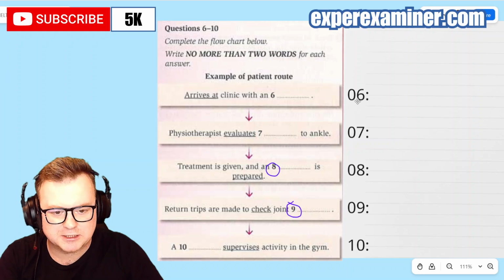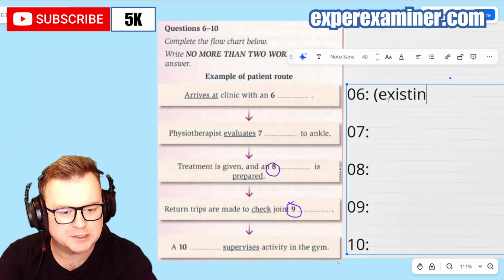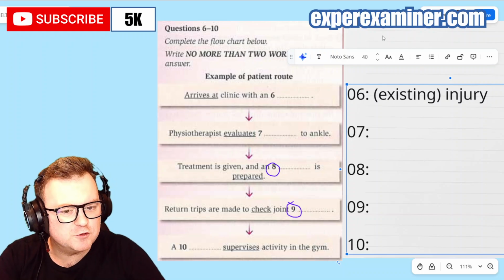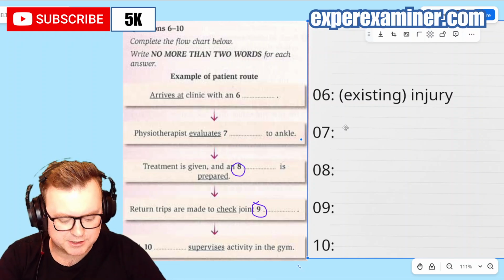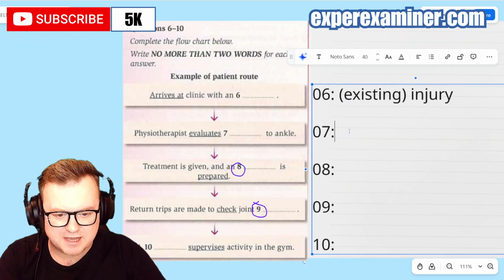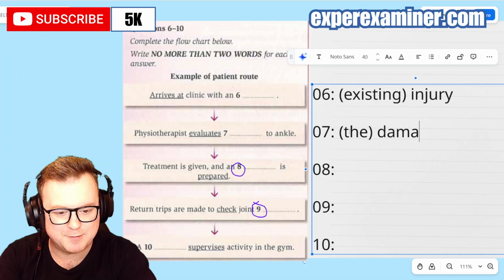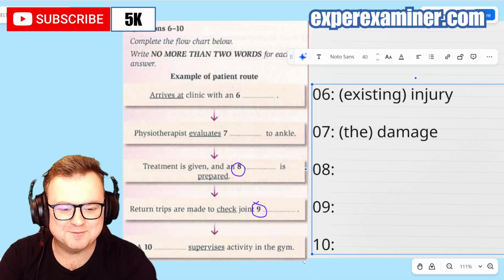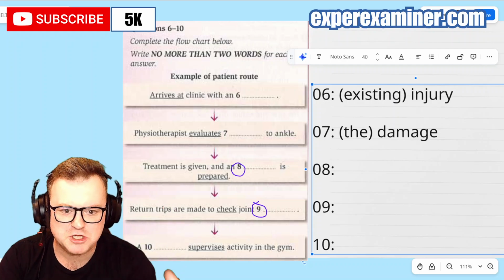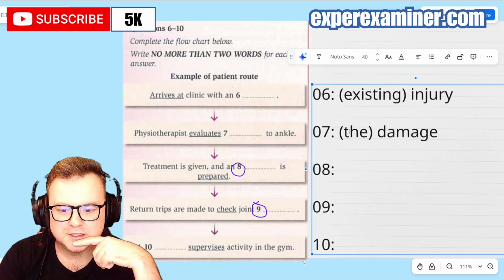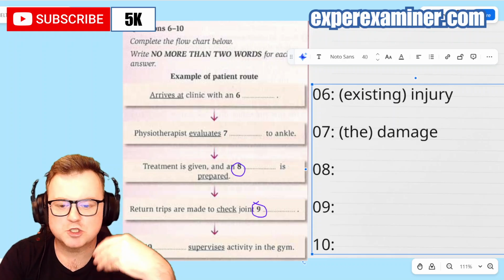I'll put my answers. I will check this because there are a couple I'm just not sure about. So I got injury, but they used the word existing injury. I don't know if you need existing. I wouldn't take risks. I would write existing injury as my answer there. Number 7, evaluates, and again, you don't need the article, but the damage. I got this one too. So, sometimes there are some answers where you just feel like, yeah, that injury, damage, those must be the right answers, right? Number 8, treatment is, and instead of evaluates, they use a synonym there, assess, to assess the damage.